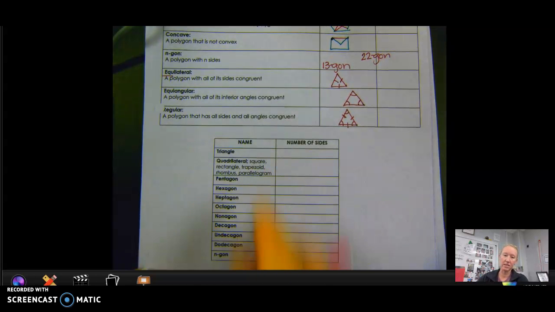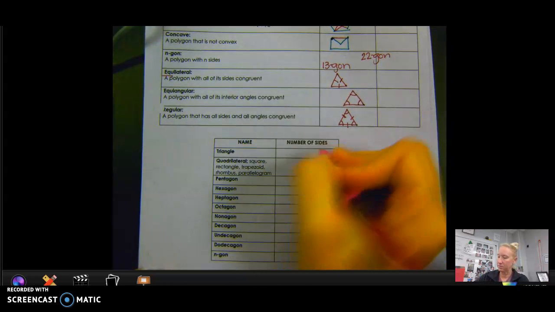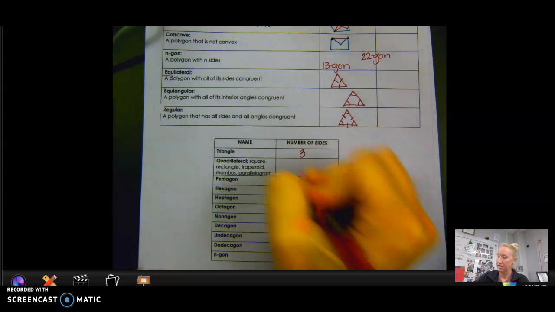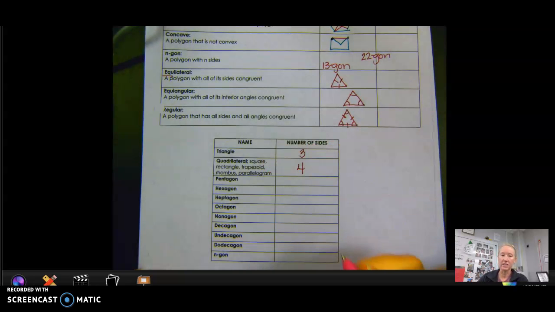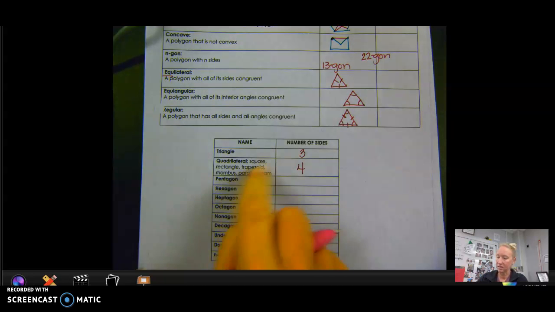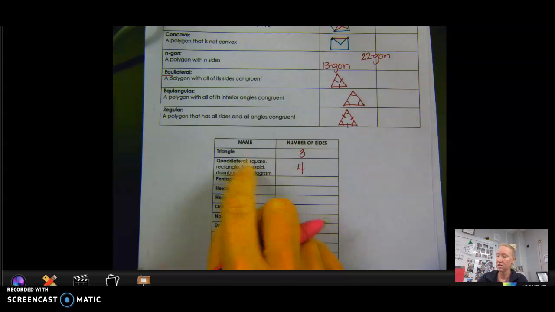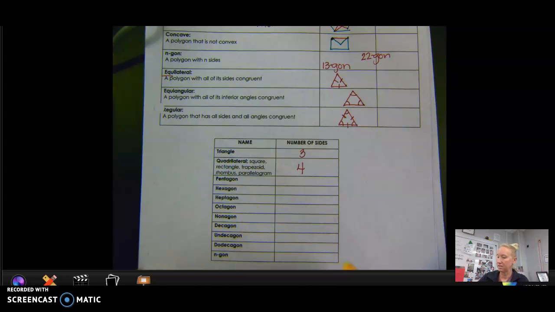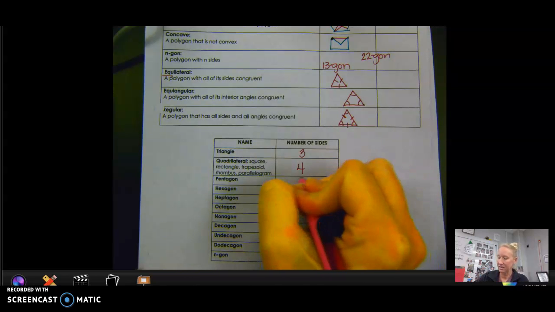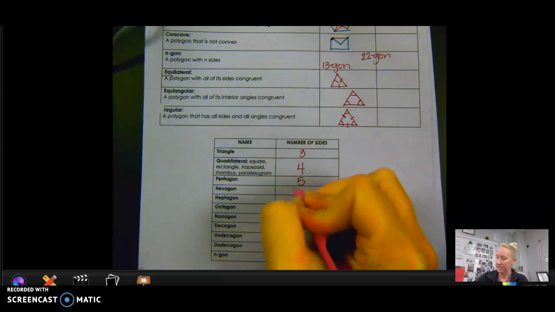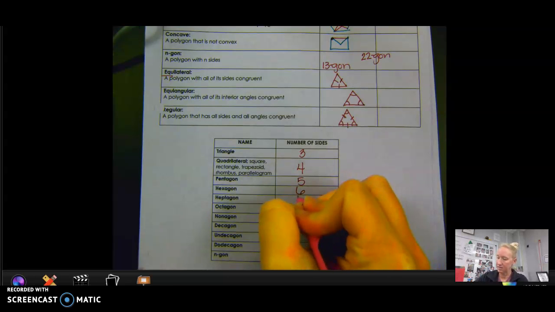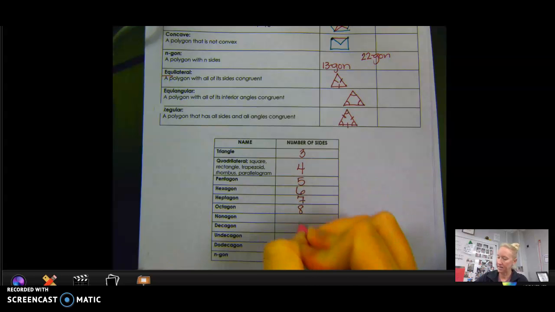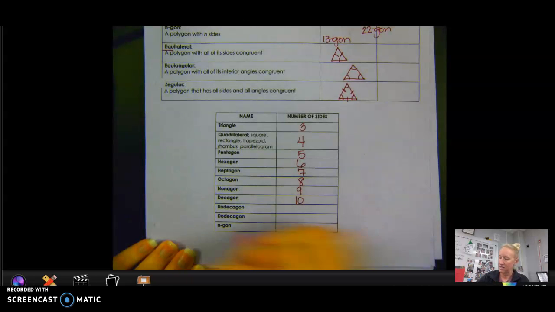You do need to know what these names represent, how many sides they represent. So a triangle is 3-sided. A quadrilateral is 4-sided. So a 4-sided figure is not called a square. It's not called a rectangle because these are all types of 4-sided figures. We call those quadrilaterals. Quad means 4. Pentagon is 5. Hexagon is 6. Heptagon is 7. Octagon is 8. Nonagon is 9. Decagon, like a decade, is 10 years, so 10 sides.